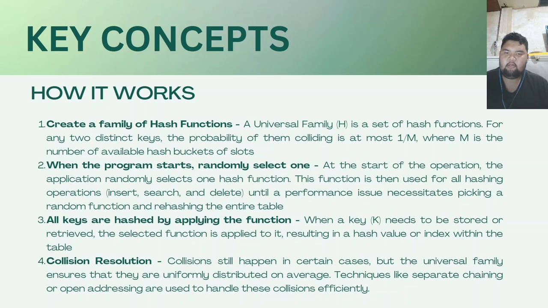Collision resolution. Collisions still happen in certain cases, but the universal family ensures that they are uniformly distributed on average. Techniques like separate chaining or open addressing are used to handle these collisions efficiently.